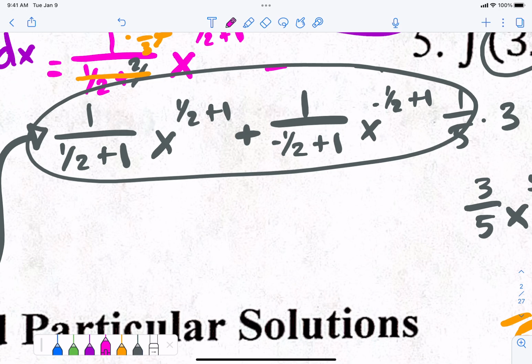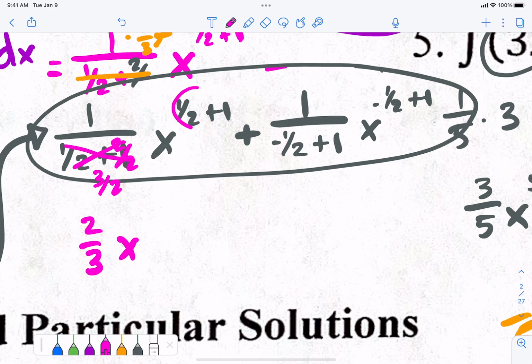What is 1/2 plus 1, or 1/2 plus 2 over 2? This is 3 over 2, right? What's 1 over 3 over 2? 2/3. X to the, what's 1/2 plus 1? 3 over 2. Do you see how that works? 2/3 x to the 3/2 power.